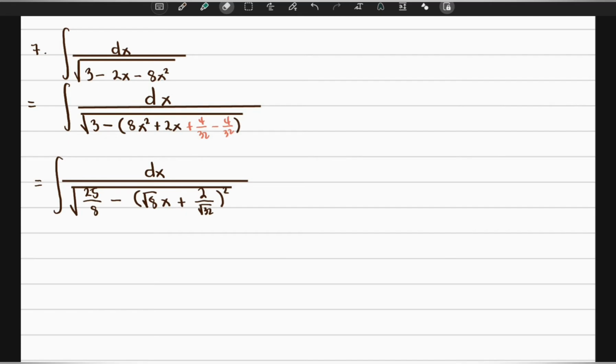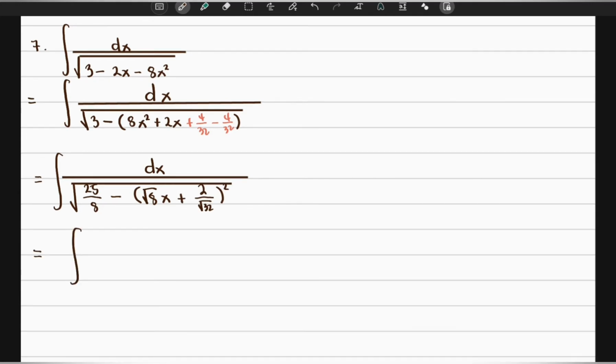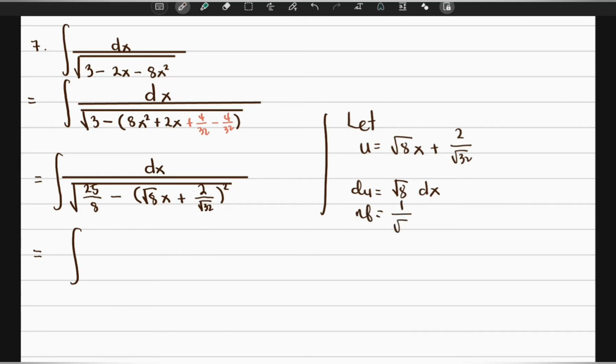Yan. So, pag in-expand mo yung binomial na yan, babalik ka doon. Okay. So, dito, malinaw na yan ay a squared minus u squared. So, let u be equal to square root of 8x plus 2 over square root of 32. du is equal to square root of 8 dx. Ayan. So, wala tayong square root of 8 sa labas. So, meron tayong integrating factor na 1 over square root of 8.